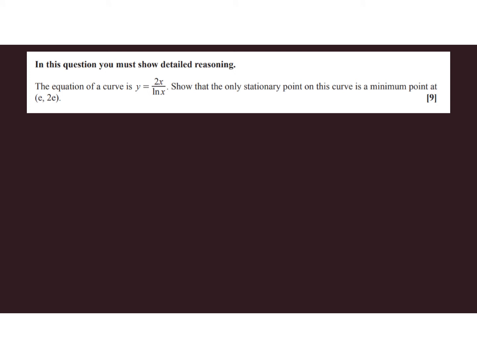So here's our first example. The equation of a curve is given by y equals 2x over ln x. Show that the only stationary point on this curve is a minimum point at (e, 2e).